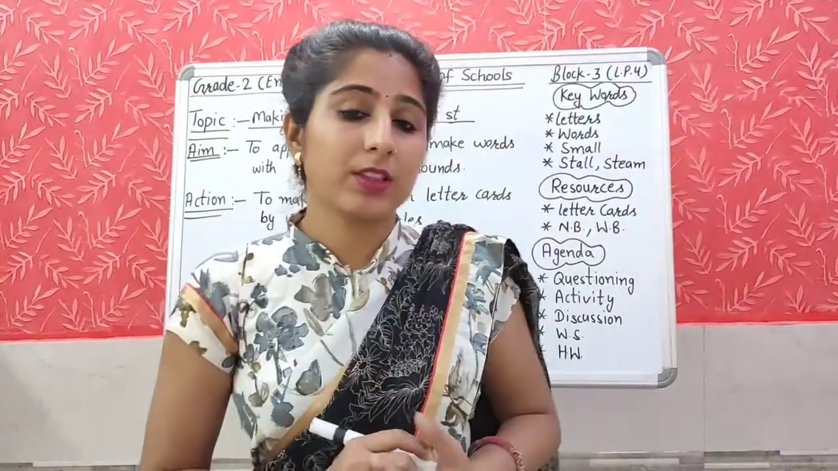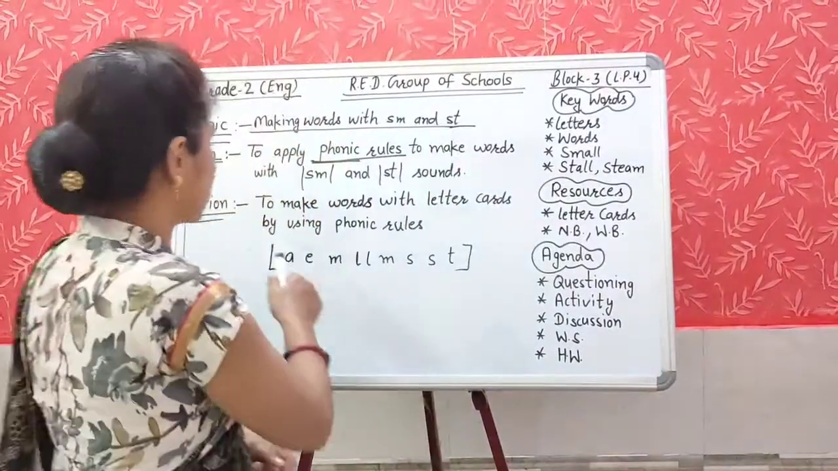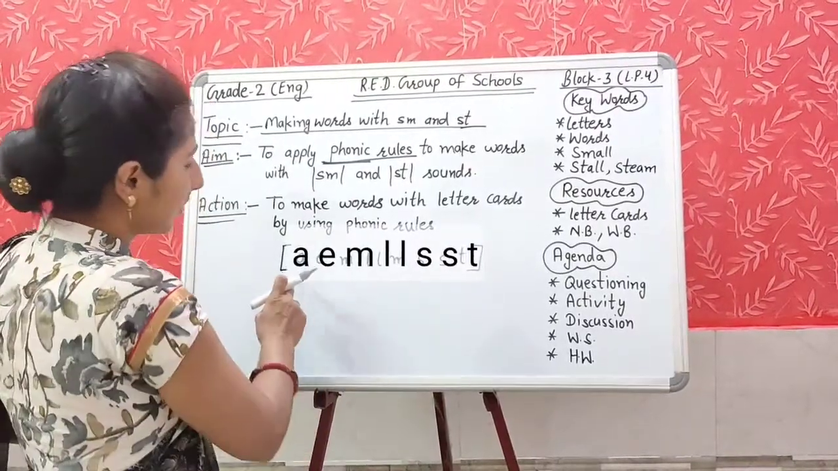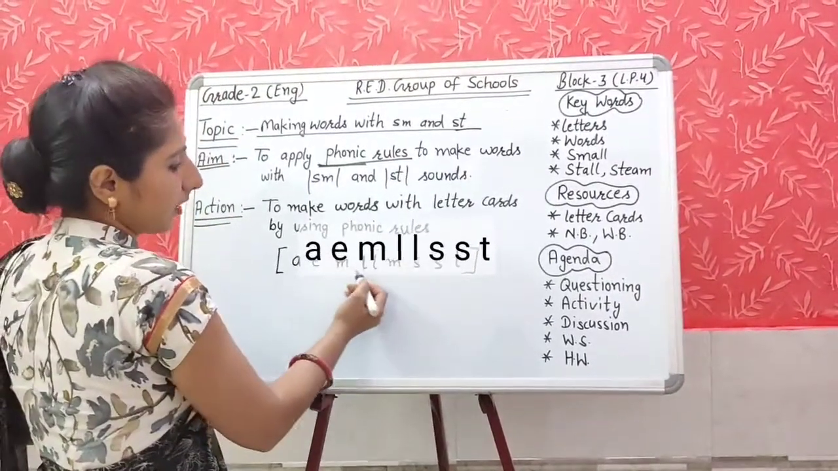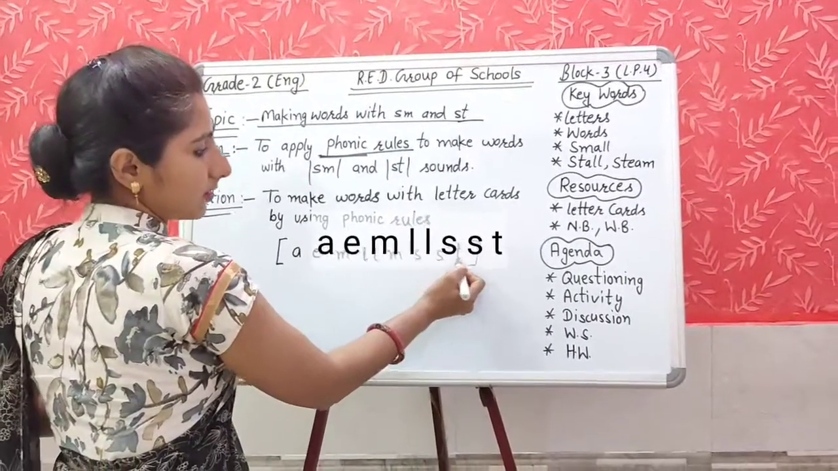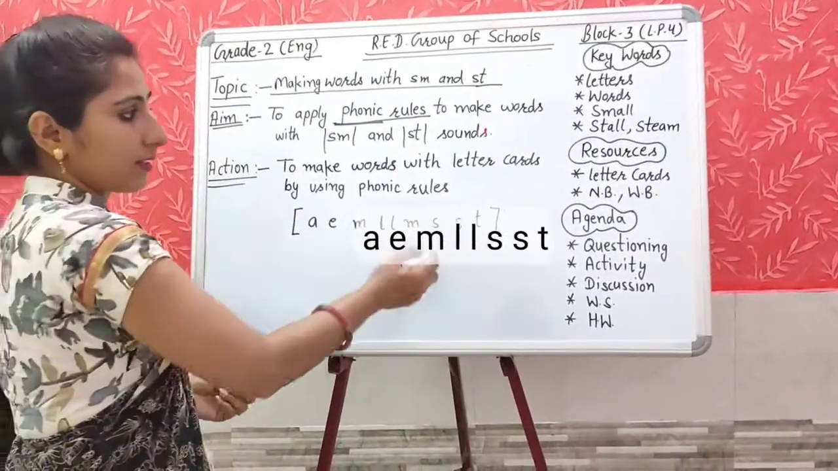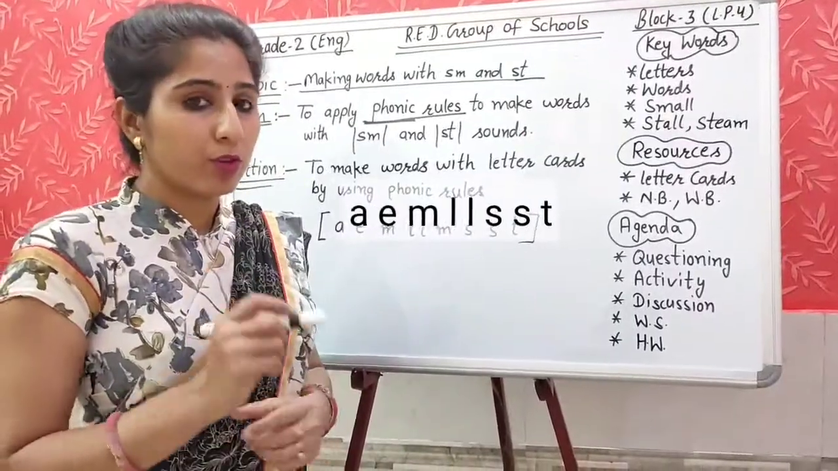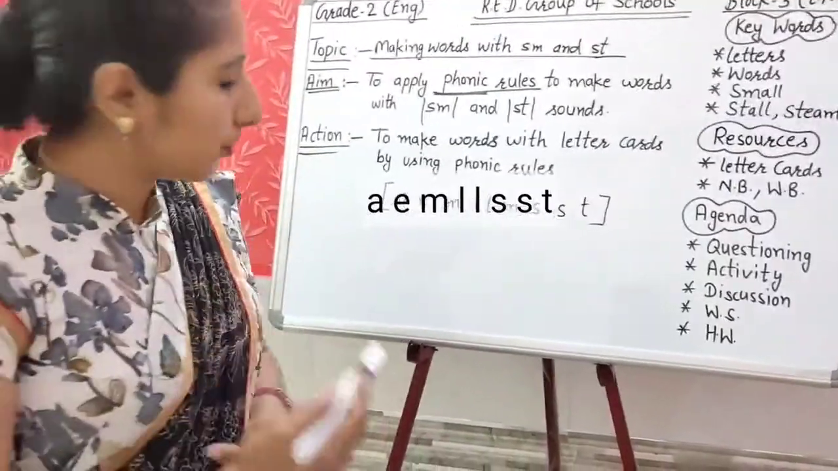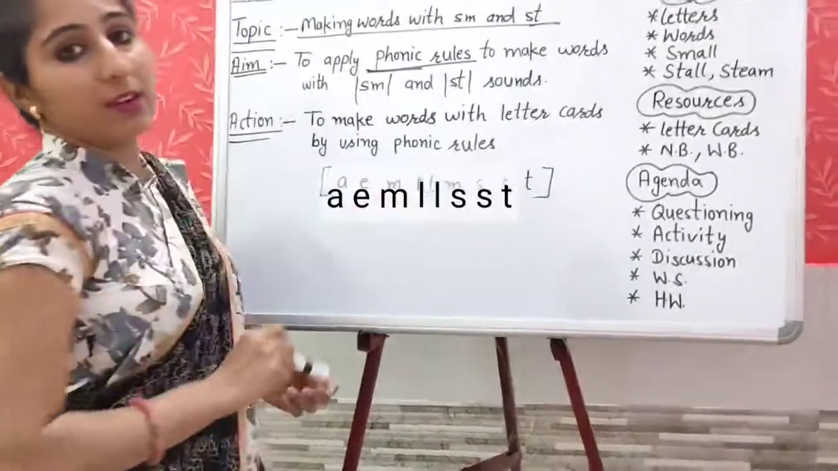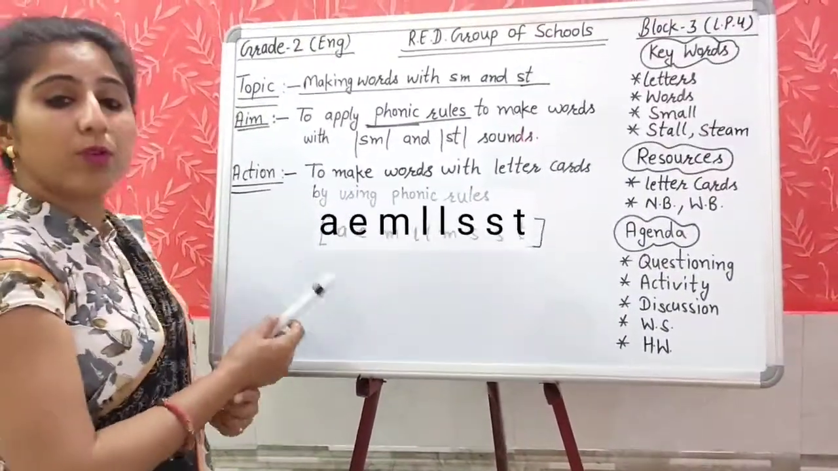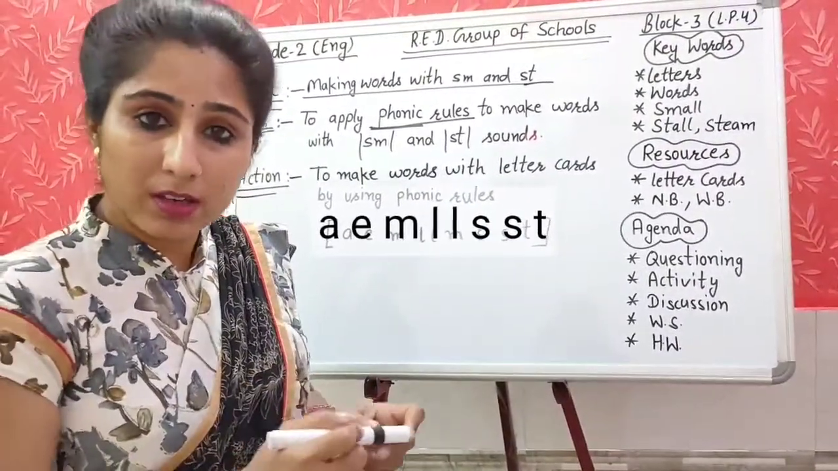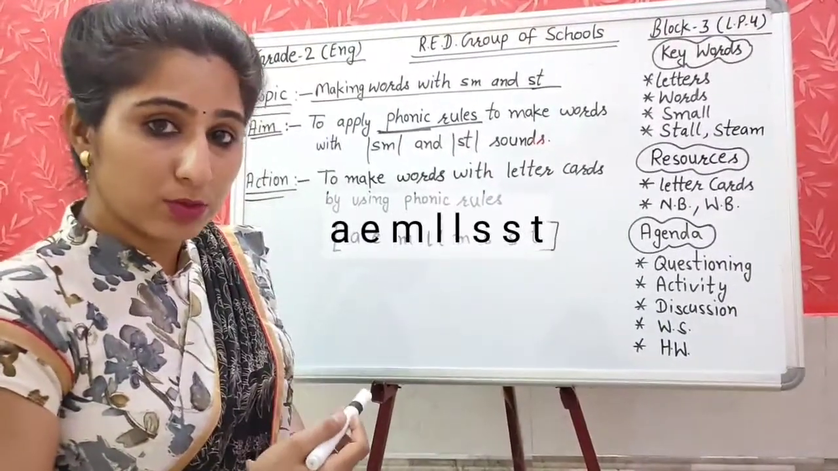What will we do in the activity? We will make words with letter cards by using phonic rules. We are going to take only these letter cards: A, E, M, L, L, M, S, S, T. So we are going to take these letter cards and we will make words with the help of these letter cards. Before starting the activity, you must be aware of the sound of these letters. If you are familiar with the sound of these letters, only then you will be able to make the words by using phonic rules.